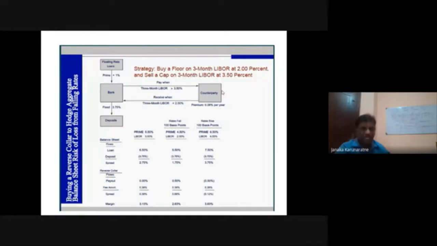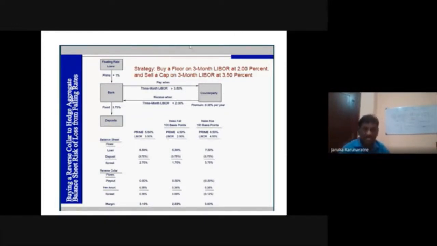You will get out of the deal, because you are buying a floor and selling a cap. So you have to negotiate. But the counterparty also has a benefit out of this. All these things happen when each party has its own benefit from whatever the opposite side is doing.